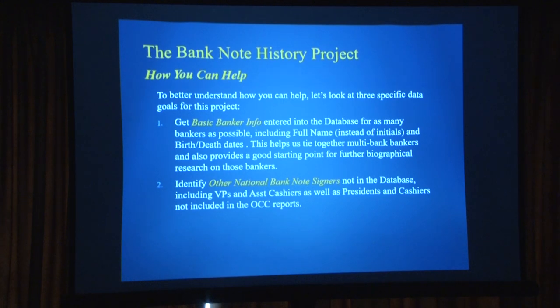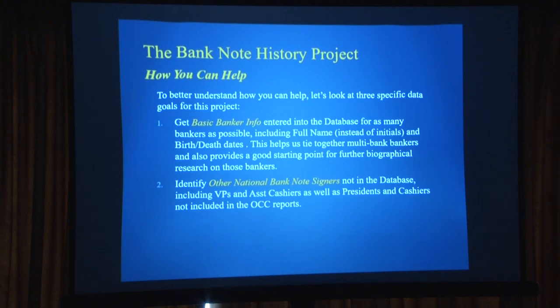The other is to identify other national banknote signers not in the database, including these VPs and assistant cashiers, as well as presidents and cashiers that are not included in the OCC reports. There are a fair number of examples, especially at the start of a bank. There might have been a couple bankers, a president and cashier, that founded the bank, and then a couple months later sold off the bank. So by the time the OCC report came out, they weren't listed on there, but they were signing those serial number one notes. You look at those serial number one notes, and the signers aren't even listed. A lot of times that is what will happen.